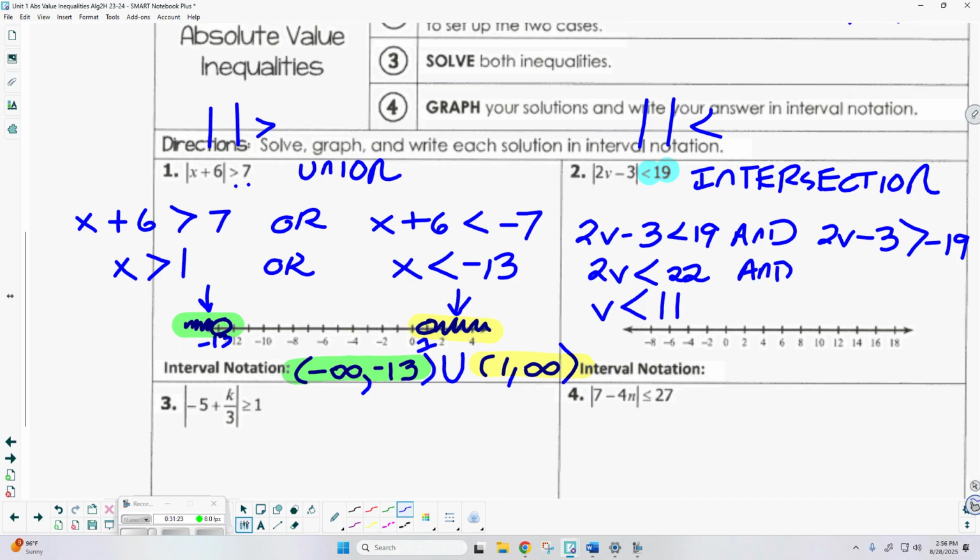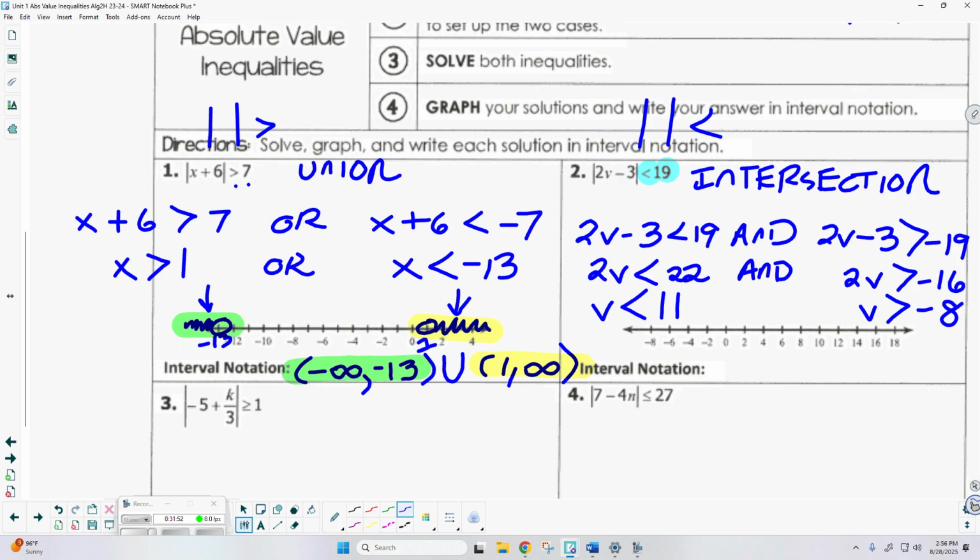And this time when I add 3, what's negative 19 plus 3? So 2v is greater than negative 16. We've got a negative, so that symbol's going to switch, right? When does it switch? Multiply or divide by a negative. So this is going to give me that v is greater than what? Negative 8.